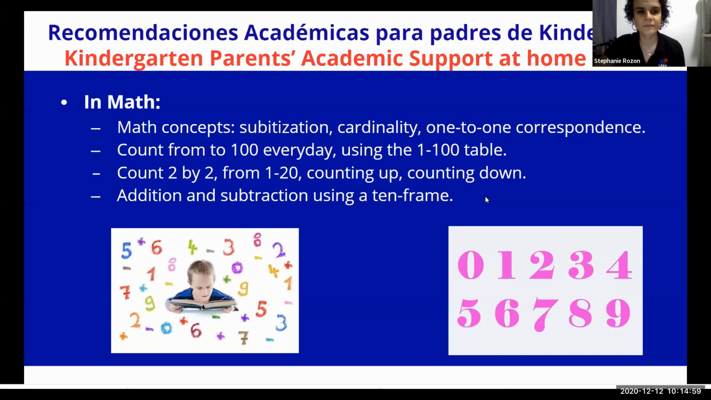Another suggestion would be to practice counting 2 by 2. For example, 2, 4, 6, 8, etc. from 1 to 20, counting forward and backward from 20. Addition and subtraction using a 10 frame. These were provided by the teachers, and they're a very good tool to use.